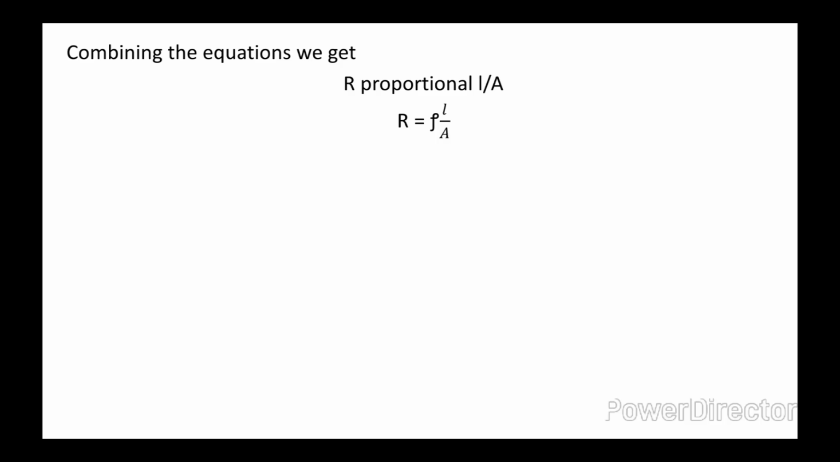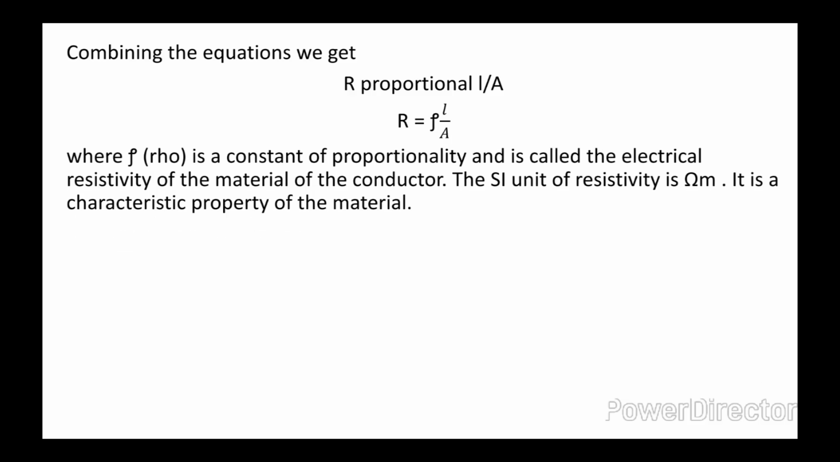If you remove the proportionality sign, we will introduce a constant, that is rho. R equals rho into L by A, where rho is the constant of proportionality and it is called the electrical resistivity of the material of the conductor, and the SI unit of resistivity is ohm meter, and it is a characteristic property of the material. So you have to remember this formula, R equals rho into L by A. Based on this, you will get the numerical problems.